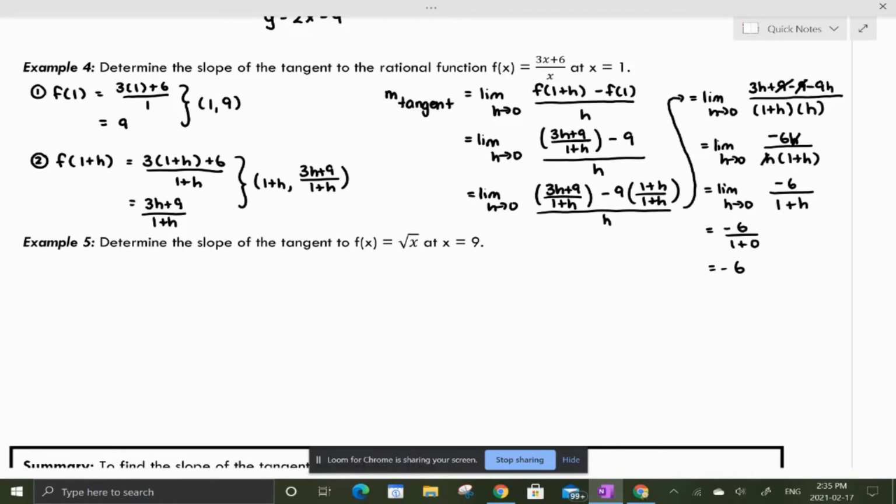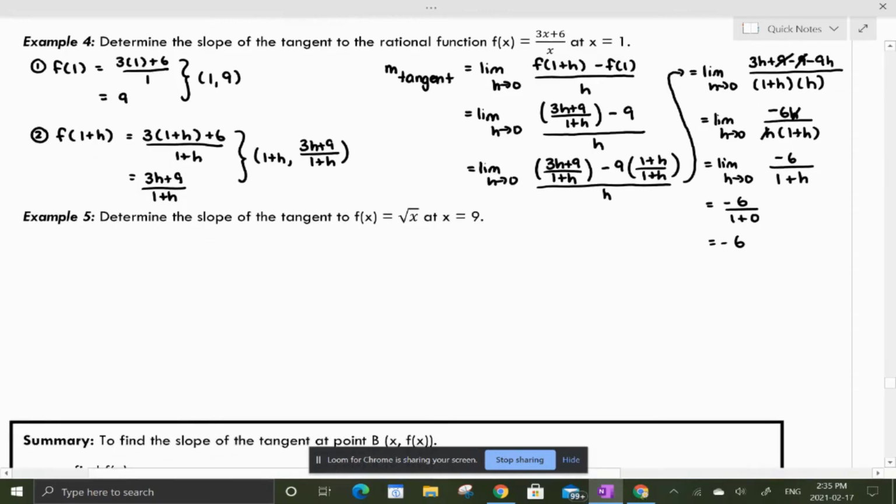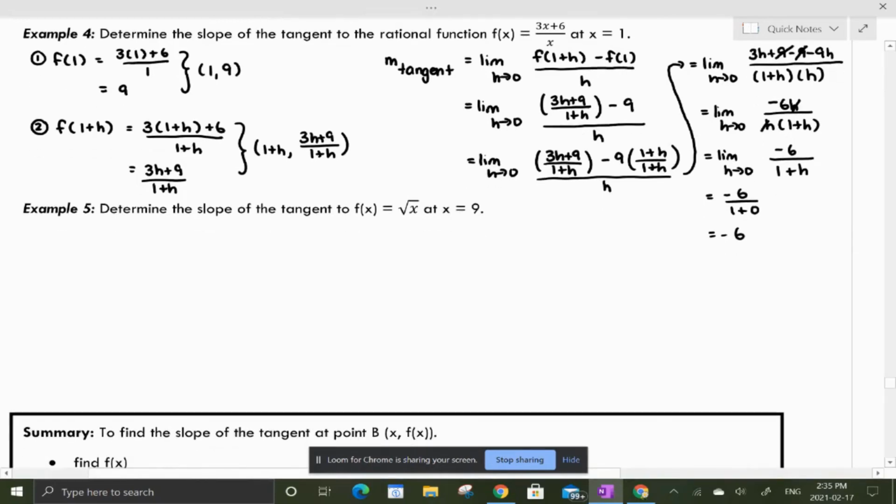So for example 5, it's asking the same thing. It says determine the slope of the tangent to f of x equals root x at x equals 9. So again, it's already in function notation, so I don't have to worry about a let statement. The first step is to figure out the function at x equals 9. That's going to give me the square root of 9, which is just 3. So I know that my one point is (9, 3).